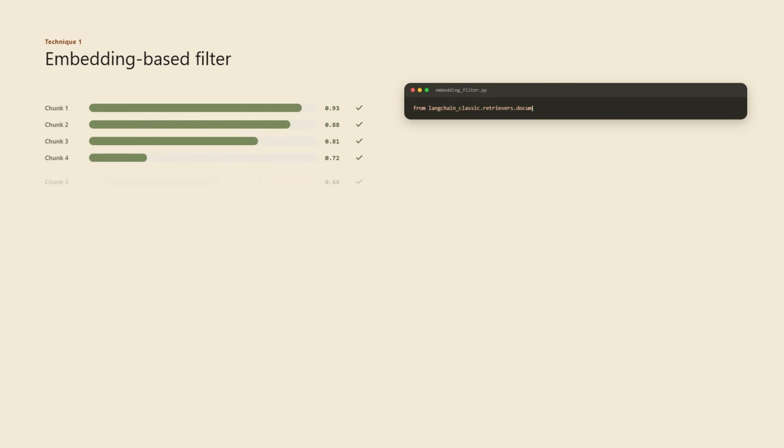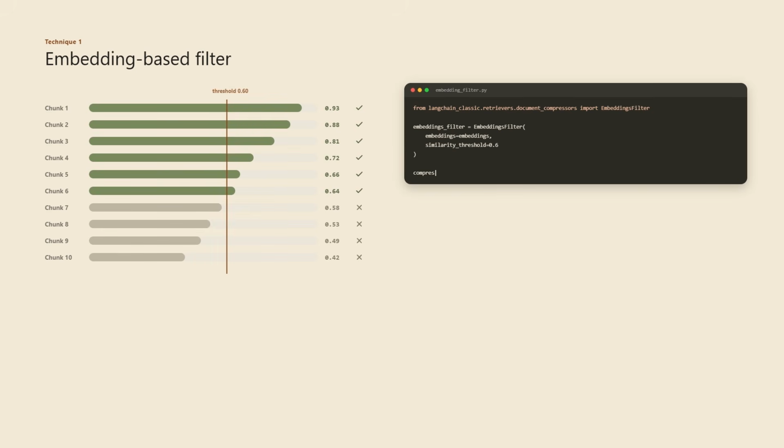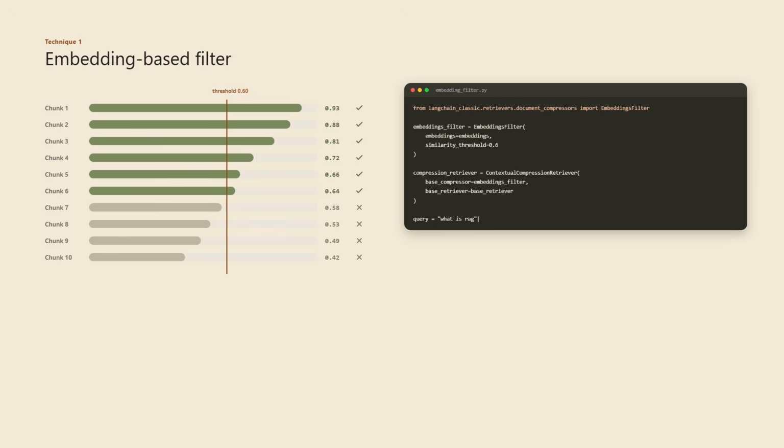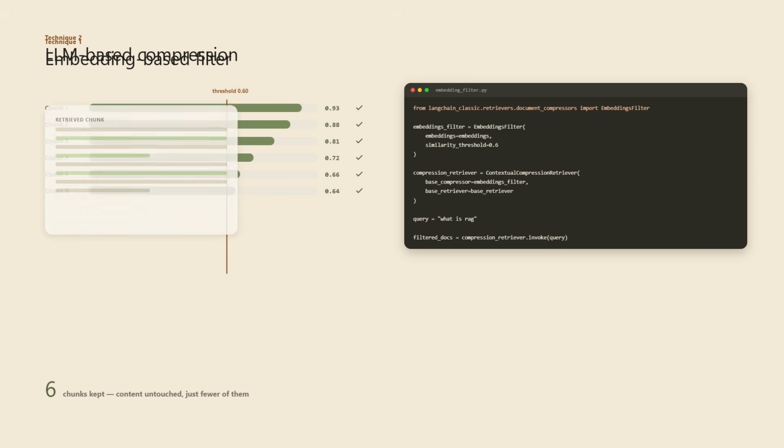Our first prompt compression technique is embedding-based filtering. After retrieving the top document chunks, we compare the embedding of each chunk with the user's query and compute a similarity score. We then define a similarity threshold, in this example, 0.6. Any chunk scoring below this threshold is discarded, while the remaining chunks are passed to the language model. Notice that we're not modifying the content of the chunks here. We're simply removing those that aren't relevant enough.